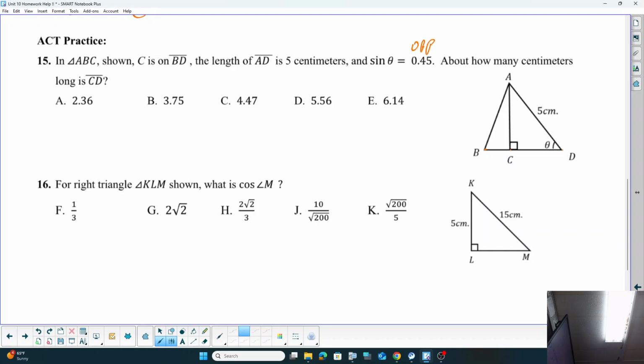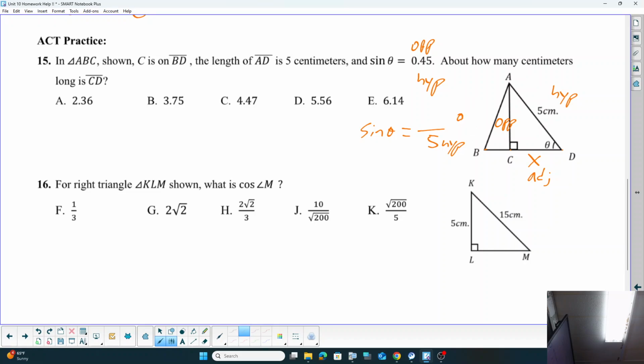Okay, so sine is equal to 0.45. Sine is also opposite over hypotenuse, right? About how many centimeters long is CD? How long is CD? Call it x. Well, first, can we label this triangle? Opposite, adjacent, hypotenuse. Good. So we know that the hypotenuse is 5. So to make sine of theta 0.45, we need to know what opposite is.